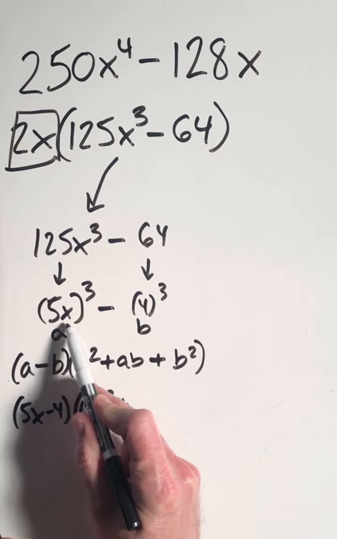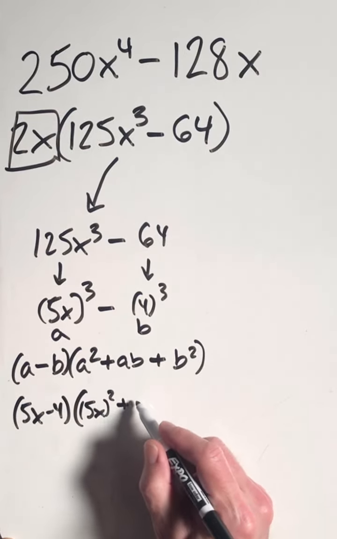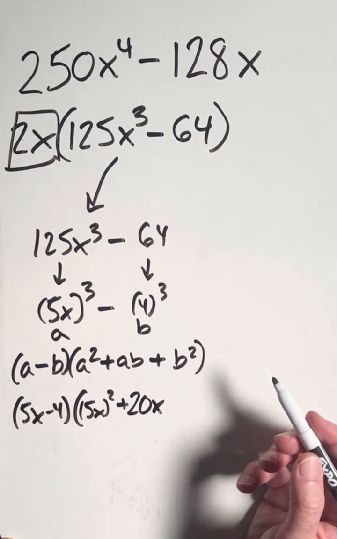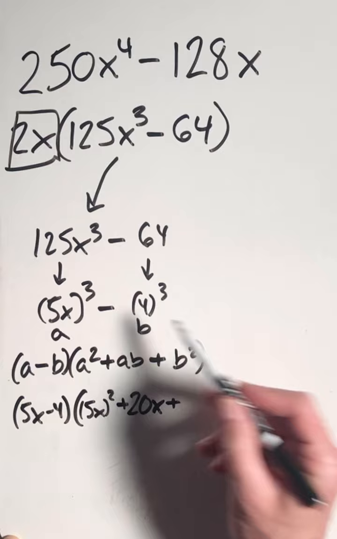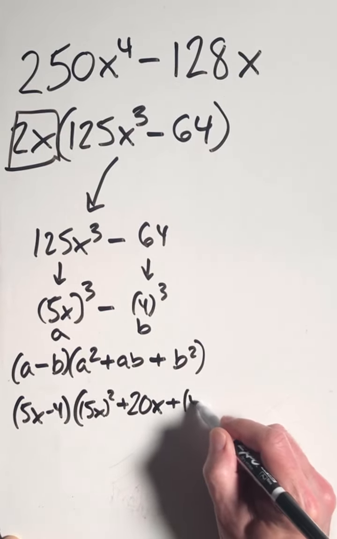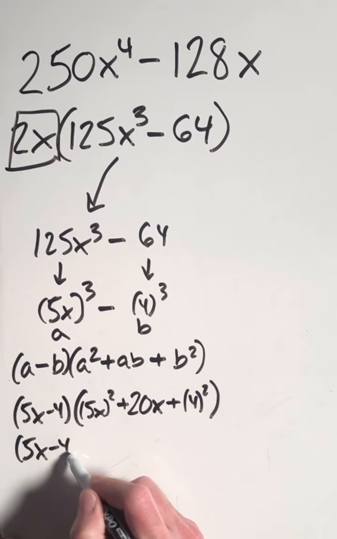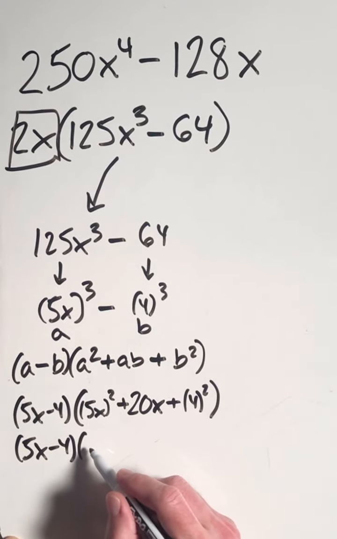Well, a is 5x and b is 4. So 5 times 4 would be 20. This would be plus 20x. And then we would add b squared. Well, b is 4, so we'd be taking 4 squared. So we'd have 5x minus 4, and 5 squared is 25, and x squared is x squared.